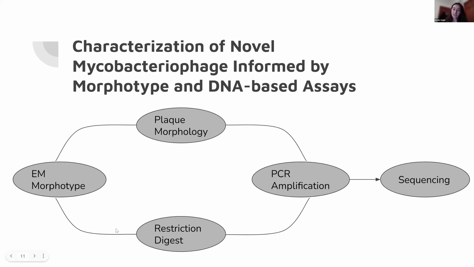We then isolate the phage's DNA and submit it to restriction digest by a number of different restriction enzymes to start to narrow down which cluster our phage might belong to based on the patterning of fragments run out on a gel compared to previously clustered phages.